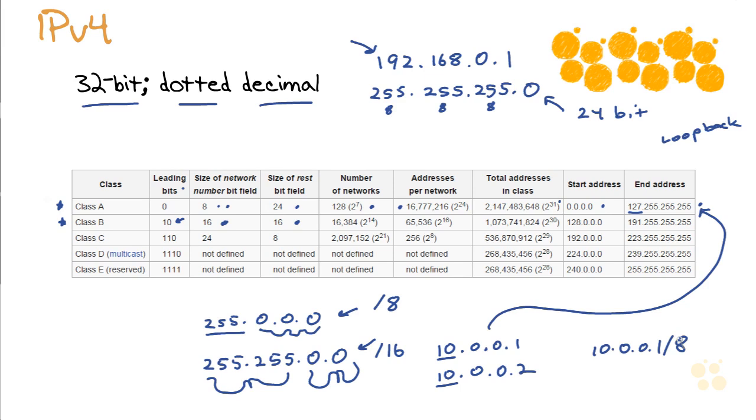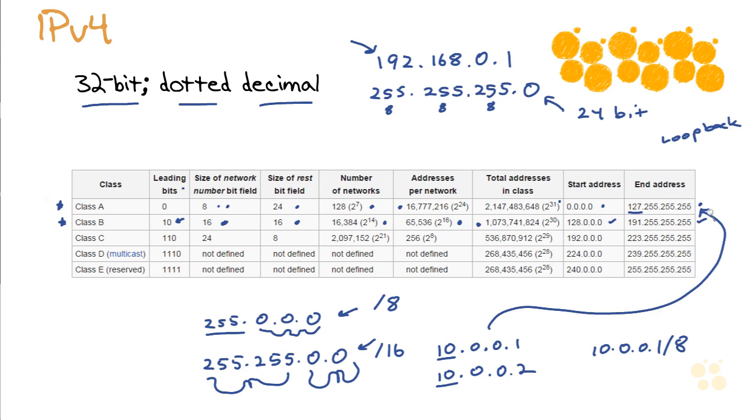Okay, so how many networks can we have? Well, 2 raised to the 14, roughly 16,000 networks. We can have 2 raised to the 16, 65,000 hosts per network. We can have a lot of addresses in that class. We start at 128 and we go to 191.